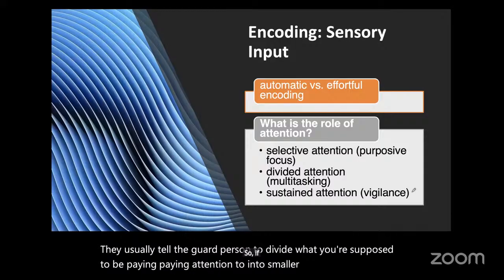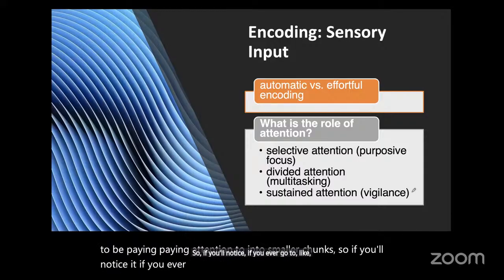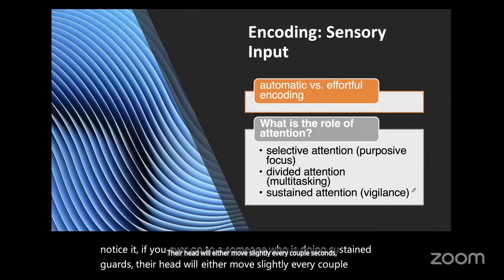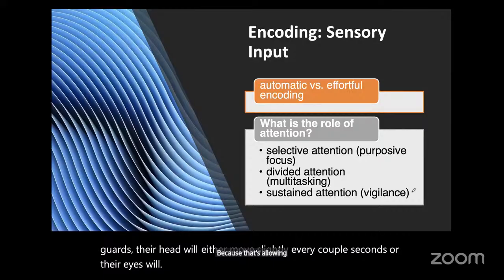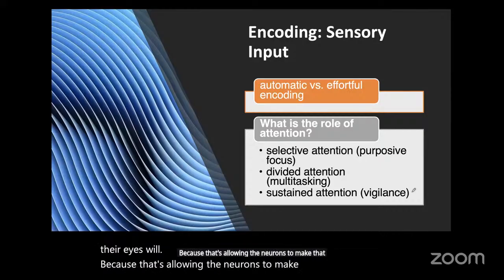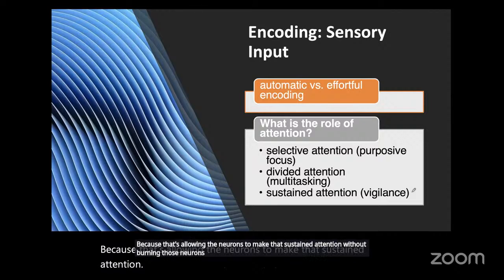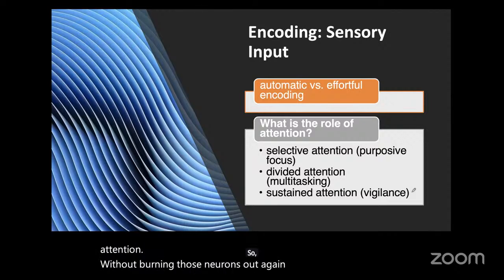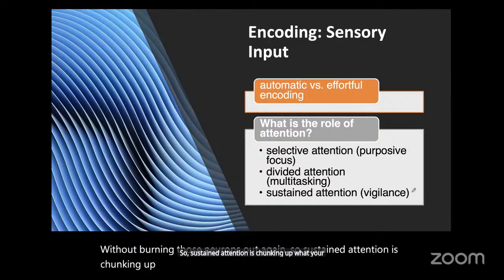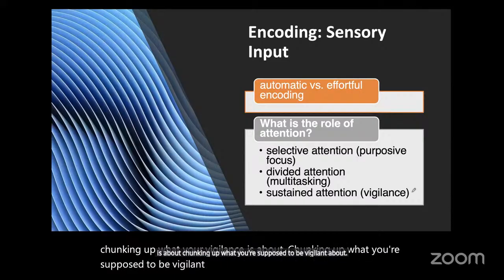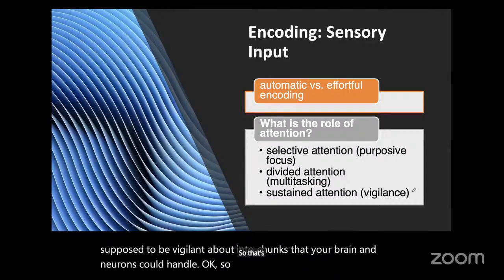So if you'll notice, if you ever go to someone who is doing sustained guards, their head will either move slightly every couple seconds, or their eyes will, because that's allowing the neurons to make that sustained attention without burning those neurons out again. So, sustained attention is chunking up what you're supposed to be vigilant about into chunks that your brain and neurons could handle. Okay. So, that's some ways to think about that if you need to do those things.